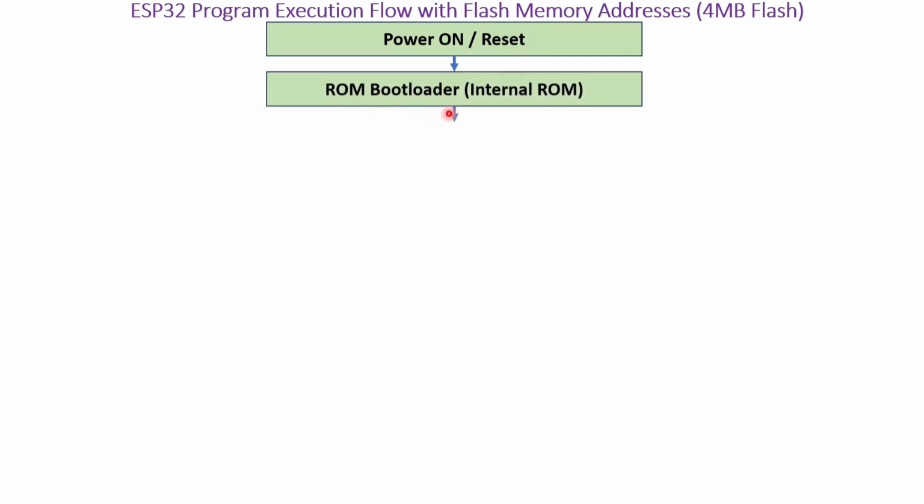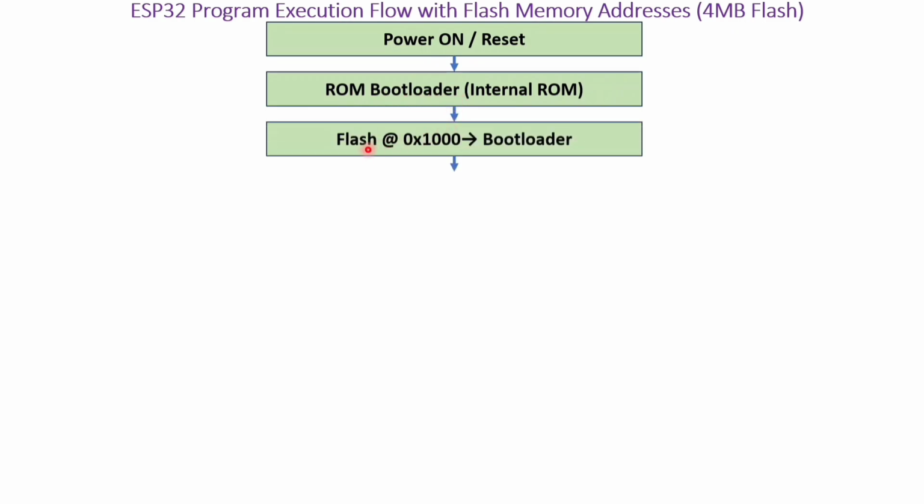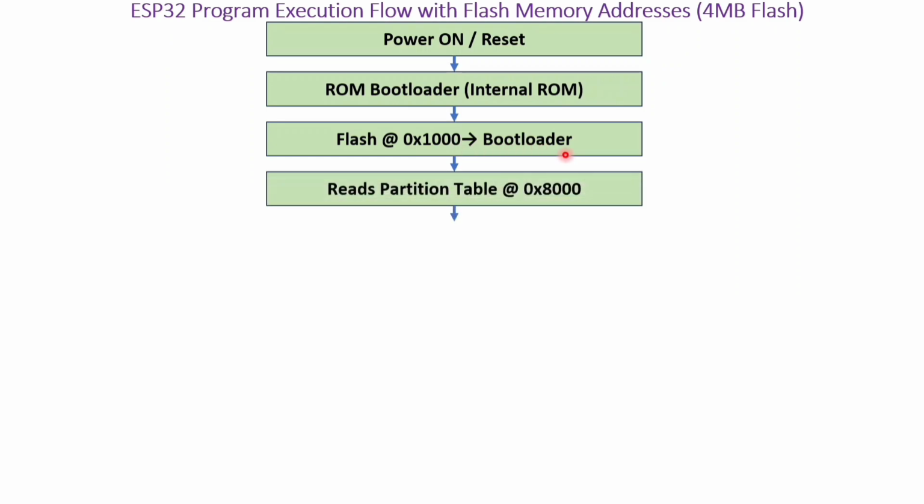Now let us understand the ESP32 program execution flow with a flash memory of 4 MB size. On power on or reset, first of all, the ROM bootloader runs. This ROM is inside the ESP32, in which the manufacturer has already written hard-coded logic, right? So first of all, control is transferred to this ROM bootloader. Then it will transfer the control to the flash memory. It will go to address 1000, in which the secondary bootloader is there. Now, this bootloader reads the partition table located at 8000.